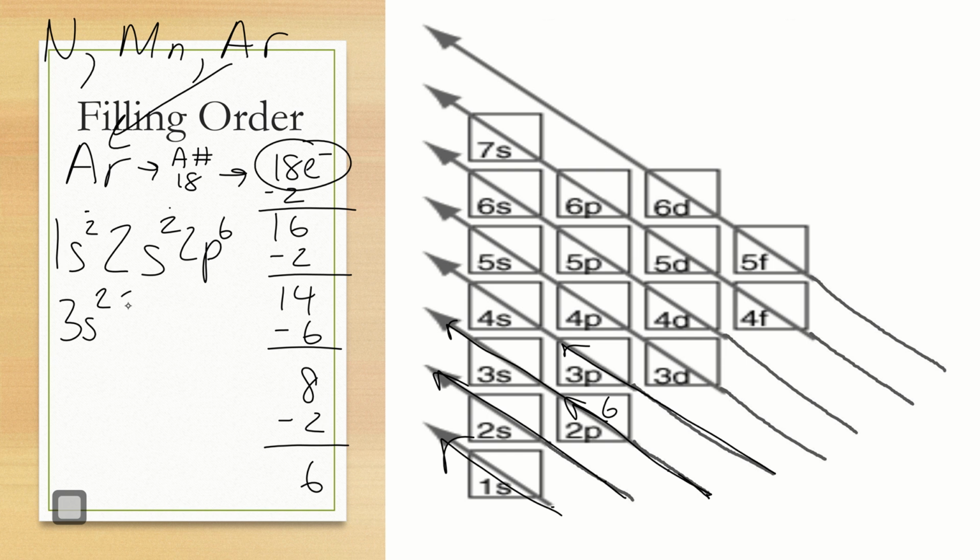It's 3p. I'm at 3p. P, I can hold 6. How many do I have left? 6. There I go. This is the complete argon electron configuration. 1s2, 2s2, 2p6, 3s2, 3p6. Done. Yay. Okay, you done that one.